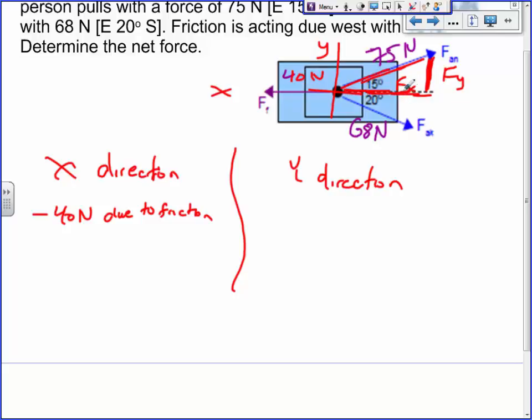So we need to use our trigonometry. If I'm going to try to solve for Fx right here, and I know the hypotenuse is 75, sine, cosine, or tan? Cosine. Right, because this will be the opposite. This will be the adjacent. That'll be the hypotenuse. So what I could do is say that the cosine of 15 degrees is equal to the adjacent. That's how much force I'm going to get in the x direction right here, over the hypotenuse.